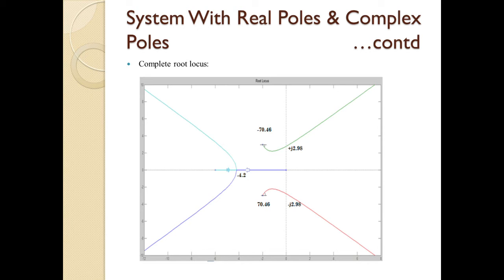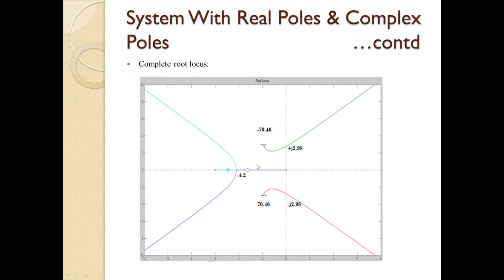So, at minus 4.2, both the locus will meet, that is this point, and after that they will terminate at infinity by following the asymptotic angles. And here the asymptotic angles were 135 degree and 225 degree. So, these two, the light green line and this blue line, are the two locus branches for these two real poles.